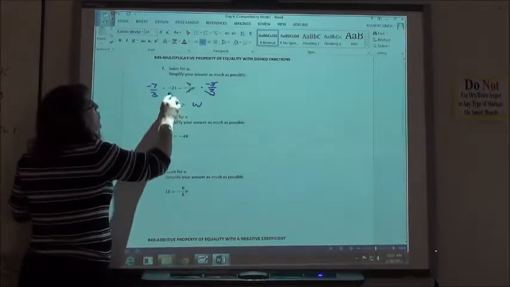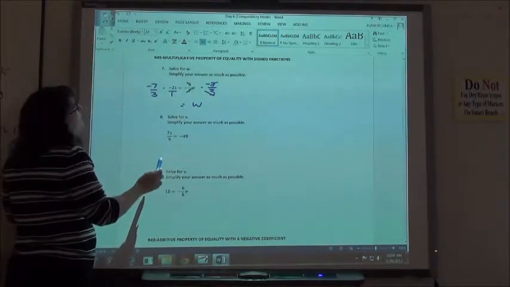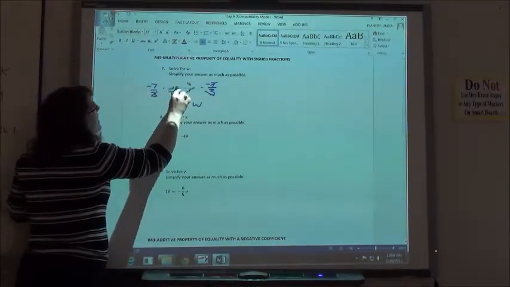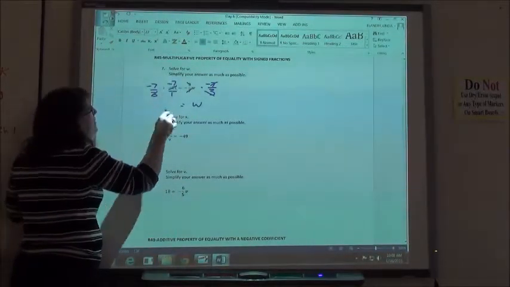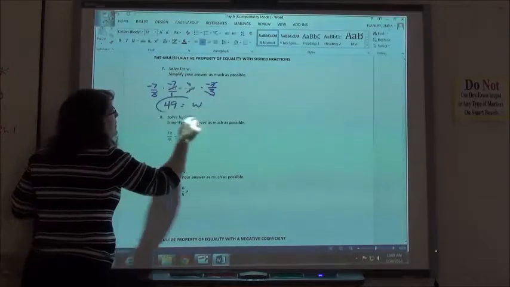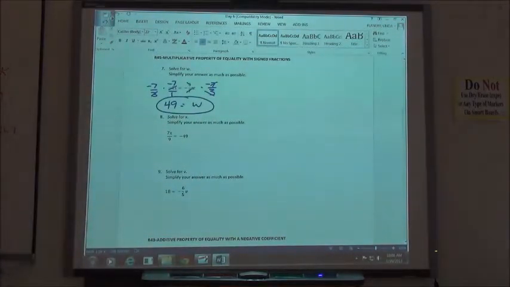In this case, 21 I can put over 1 and I can do some canceling. 3 goes into negative 21, negative 7 times. A negative times a negative gives me a positive. So W equals 49.